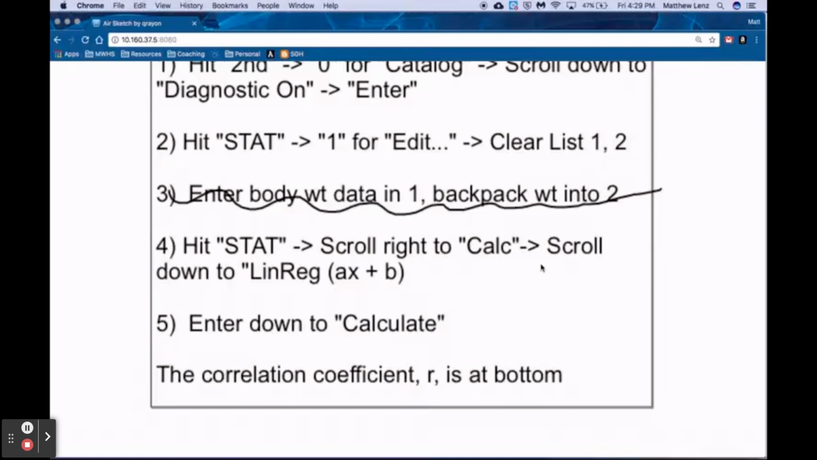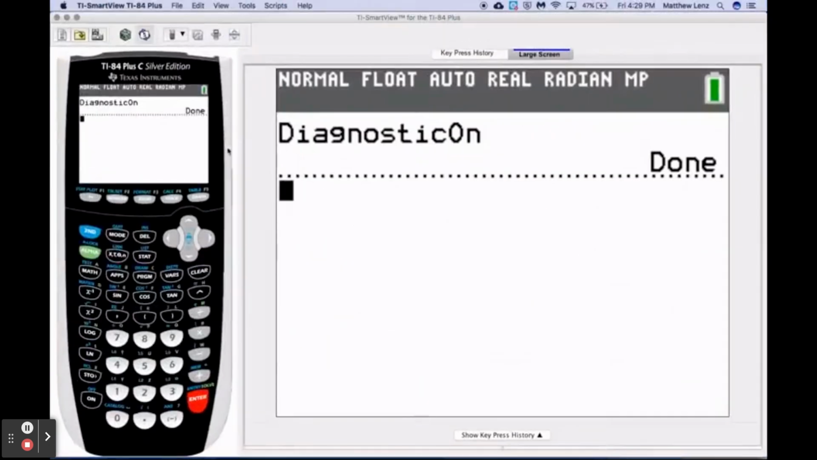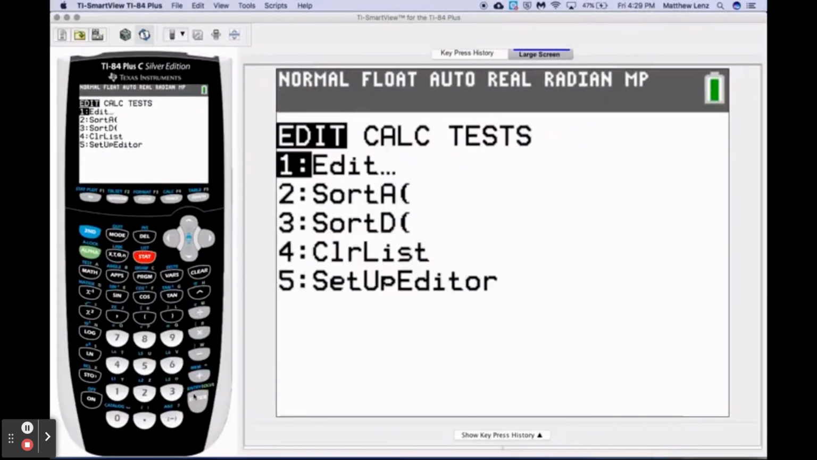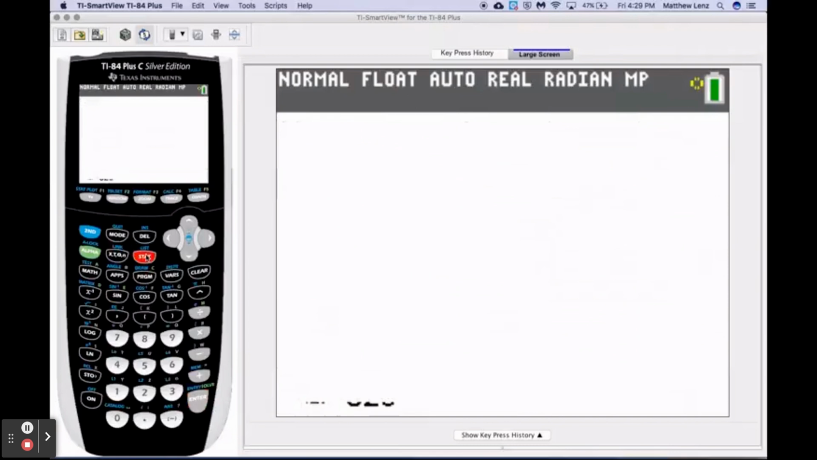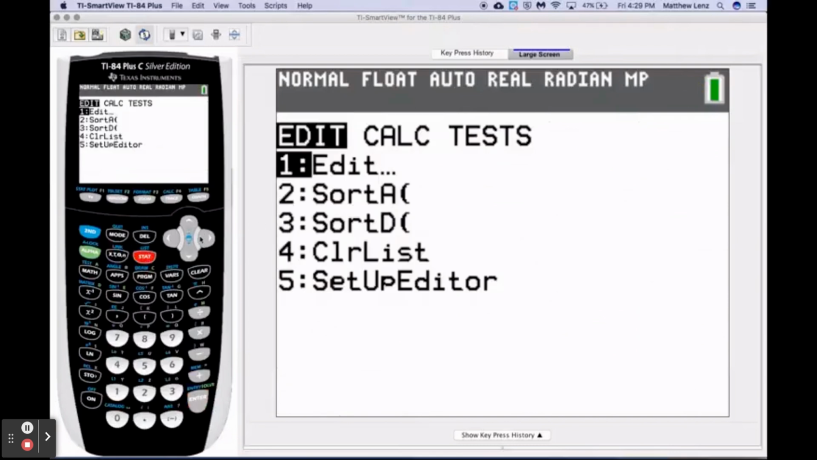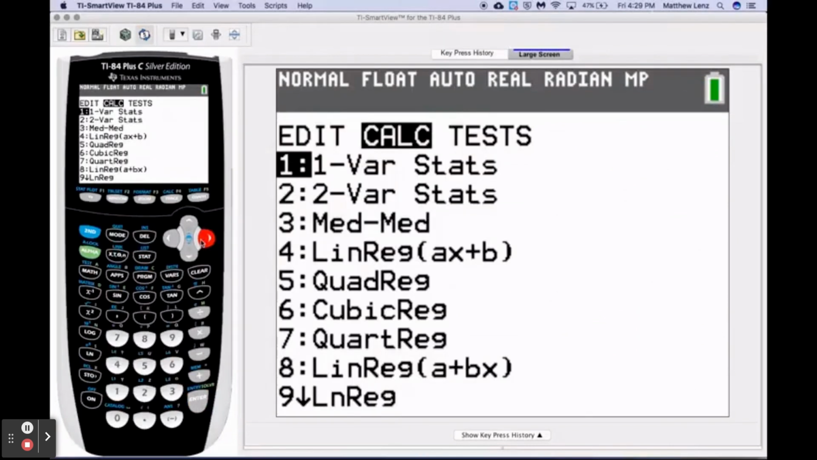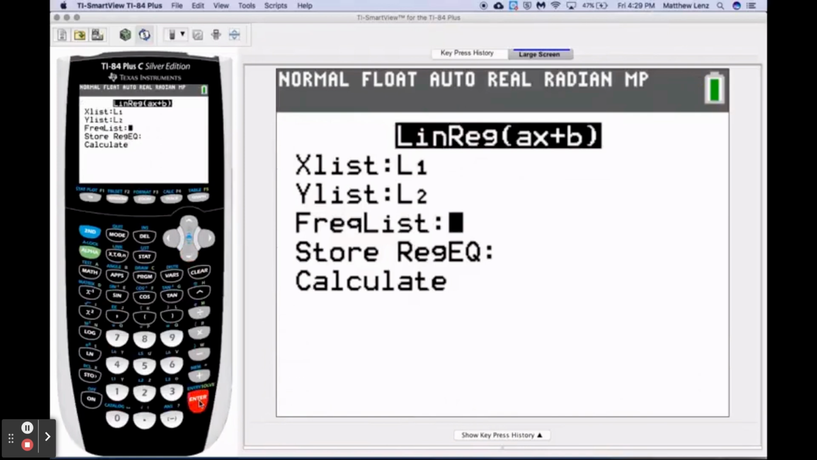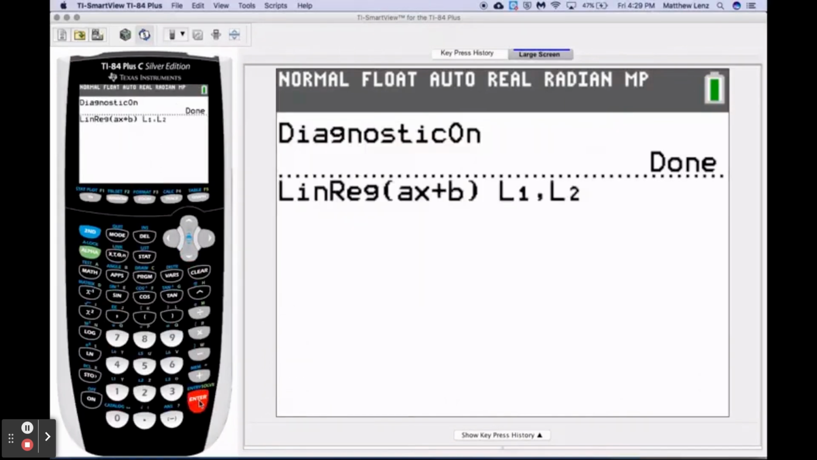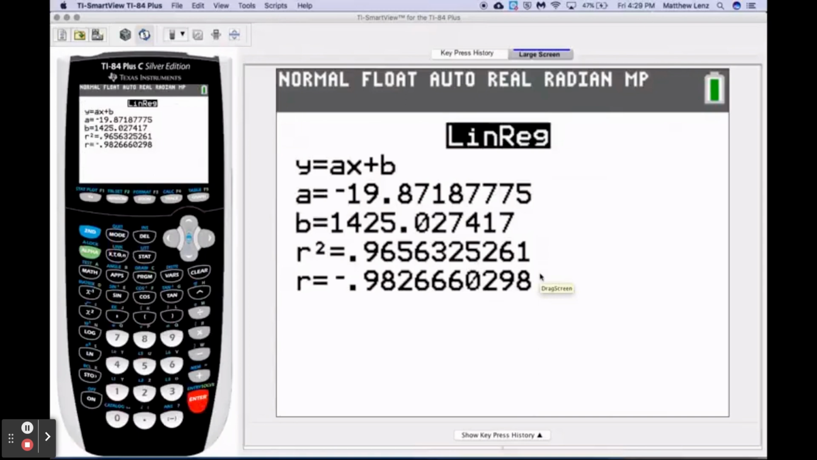Okay, so let's go back to my calculator now. Again, you should have the same data in there. Do not do the backpack way. Let's just keep this data in there. But this time, you're going to go to Stat. You're going to go over to the Calc menu, and you're going to go down to Lin Reg, option number 4. Hit Enter. Enter through this list. So you get to this right here.